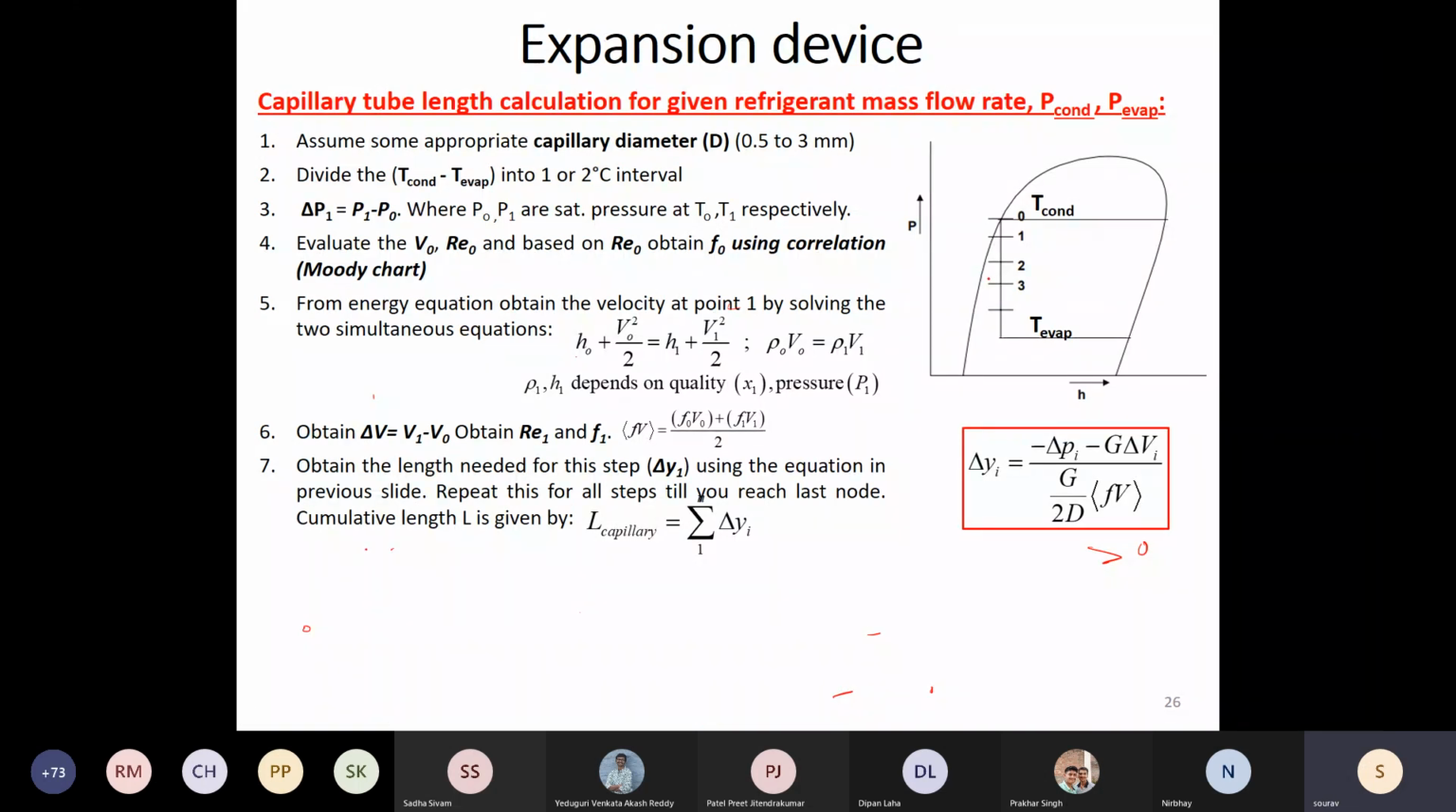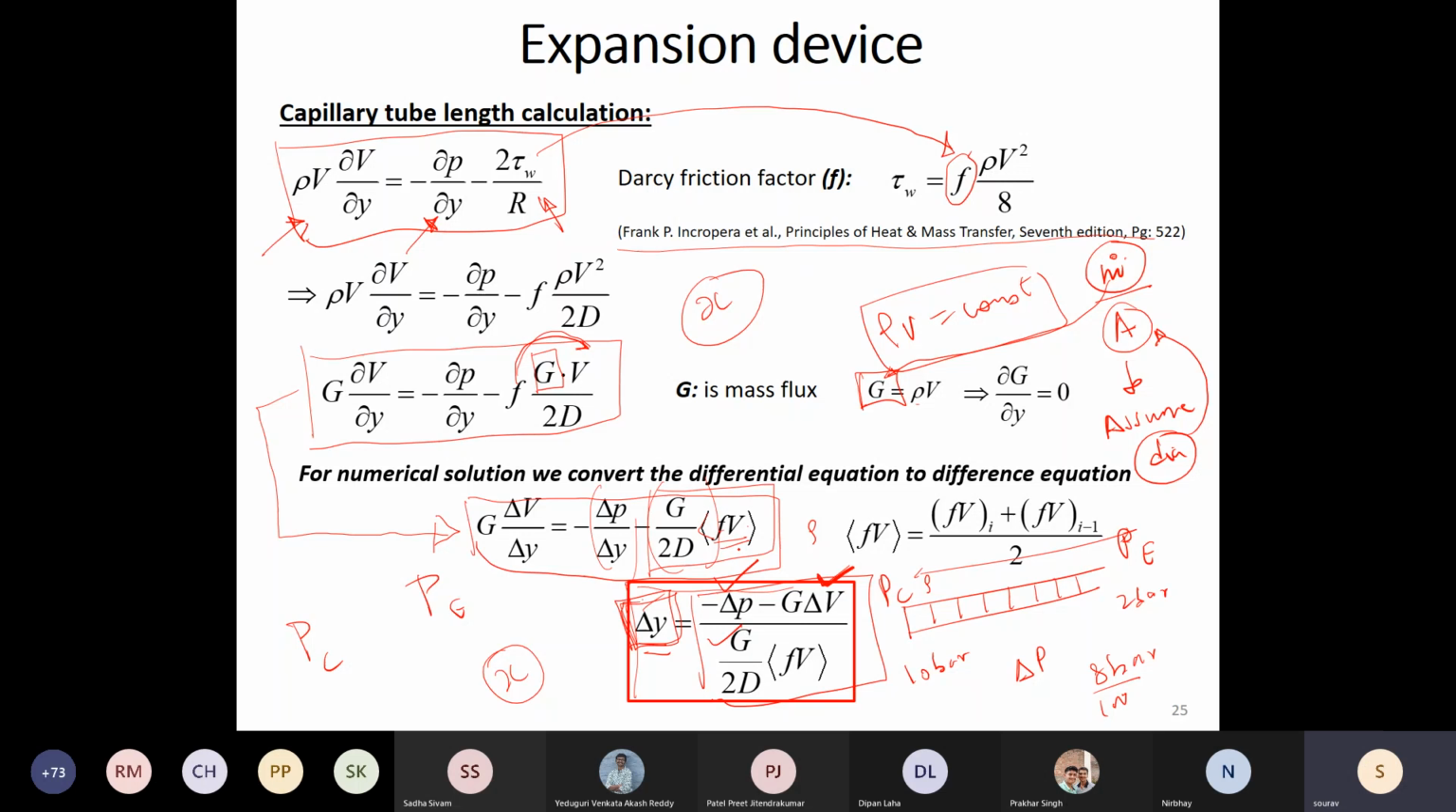So once you get the quality, then all the properties are known and hence everything is known for that next node. And now this becomes your inlet for the next node, and you will have to determine the outlet again. So this has to progress till you reach. So you have to start at one end, let's say condensing end, and you reach this. Okay, and for each node, once you get all the properties, you plug in all the values into this equation which is boxed in red and get the delta y. Because ultimately your target was obtaining delta y.